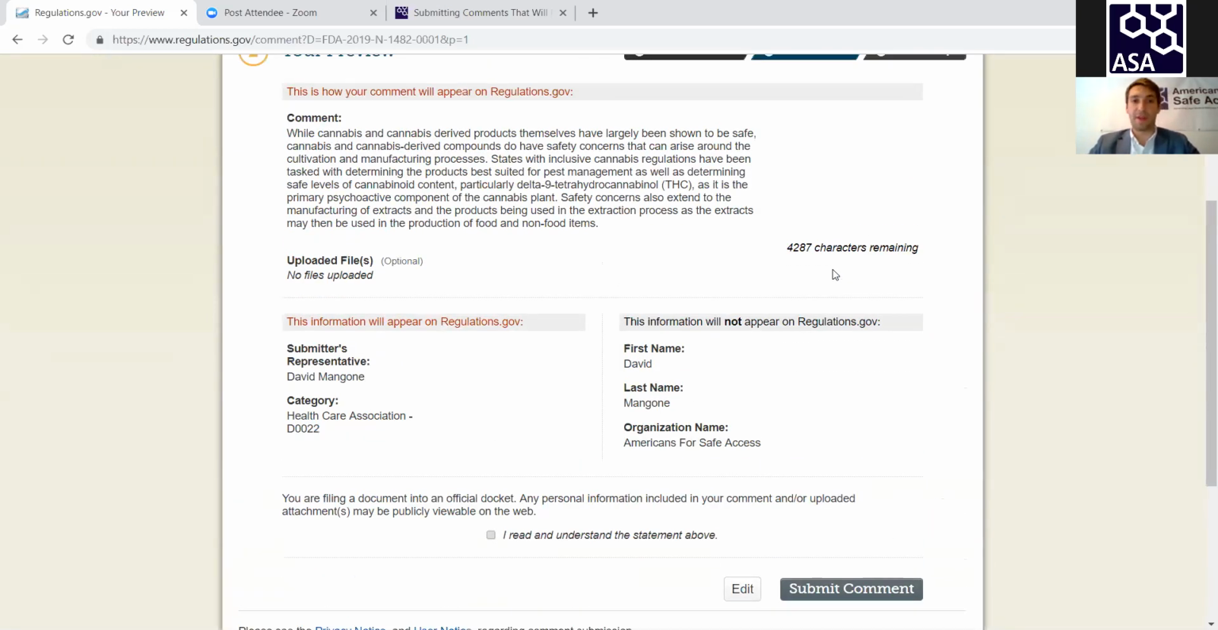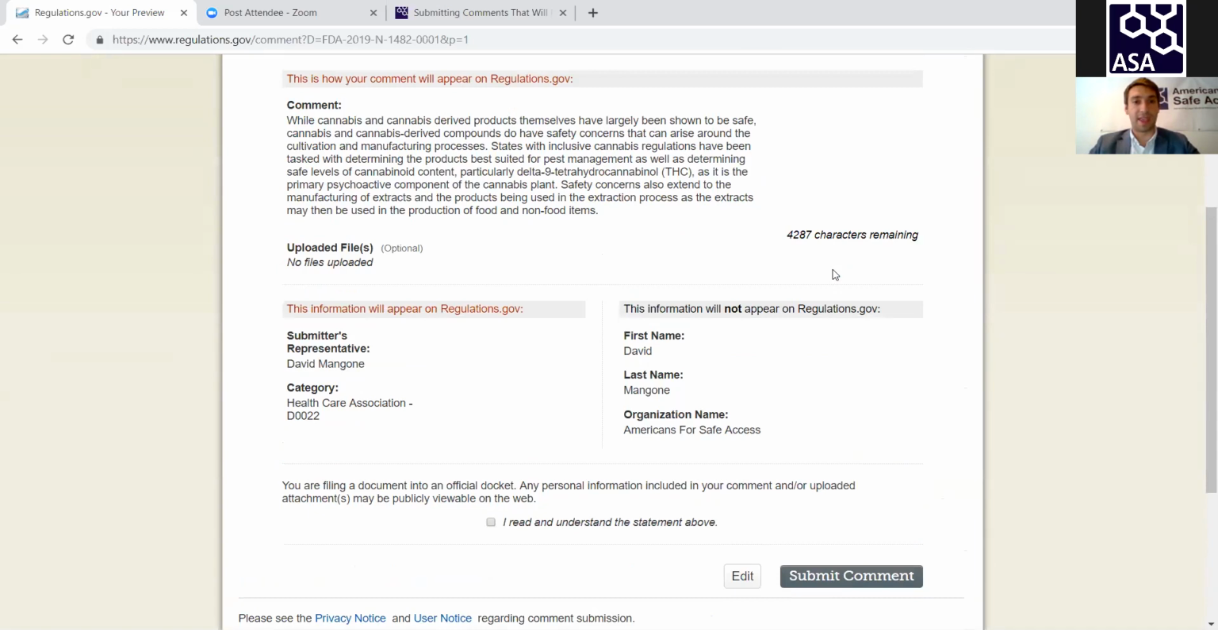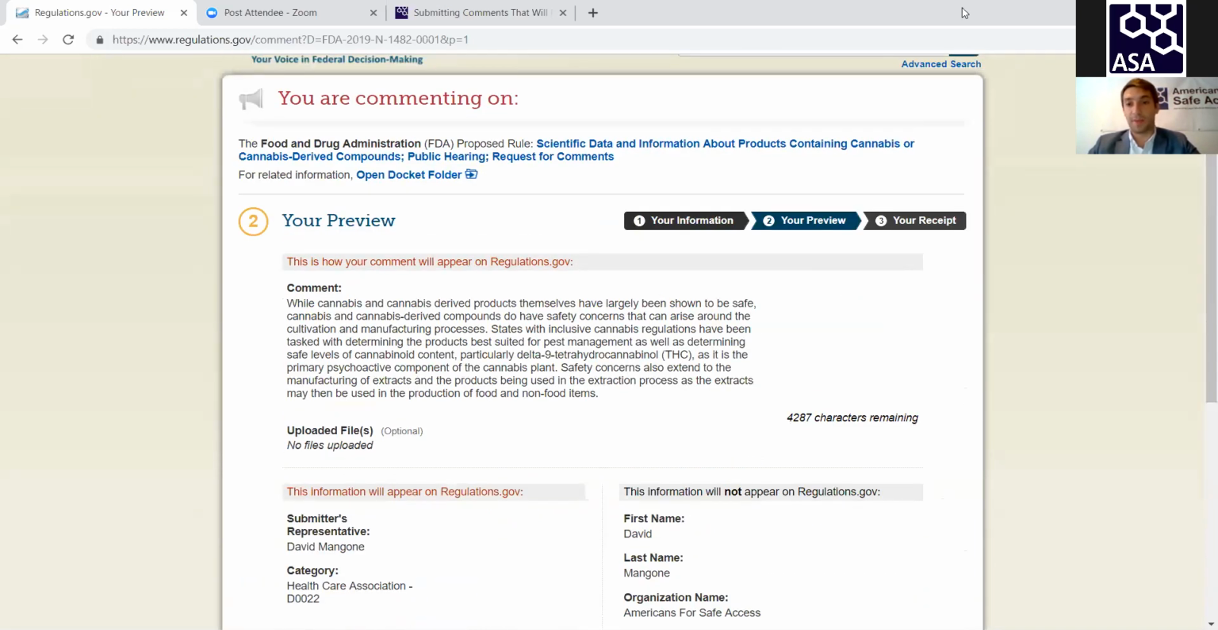So once you've reviewed everything and everything looks like it is the way you want it, you click that you've read and understand their statement, and then you will submit your comment. When you submit your comment, you will get a receipt with a tracking number, so you can see where your comment is moving through this process.